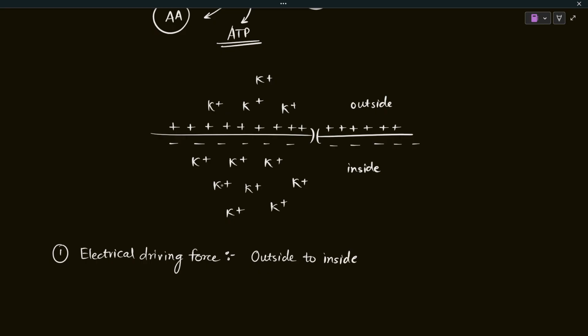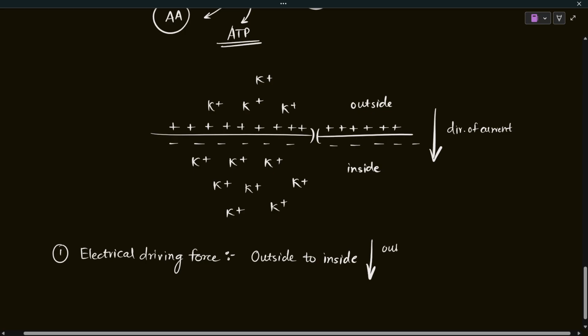Because potassium is a cation, it is positively charged, and positively charged ions should move towards the negative charge. So they should move in the direction of the current, which is from positive to negative. This should be the direction of the flow of the potassium ions according to the electrical driving force. So the flow should be from outside to inside.